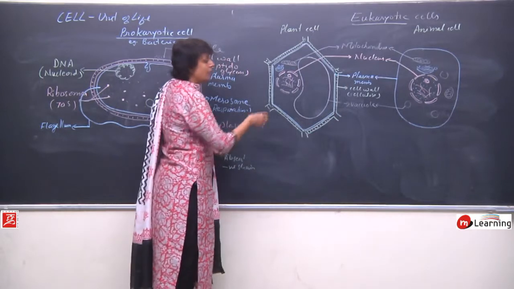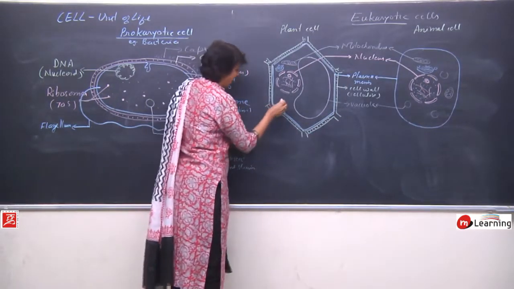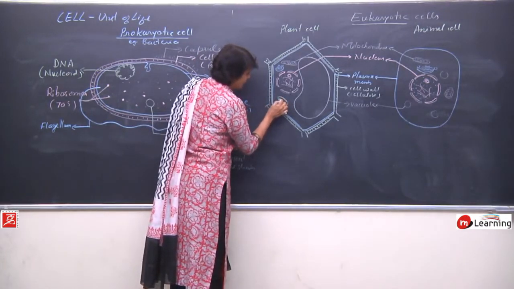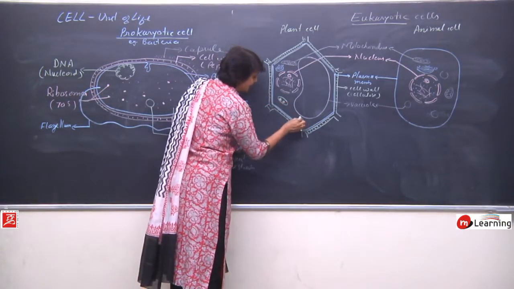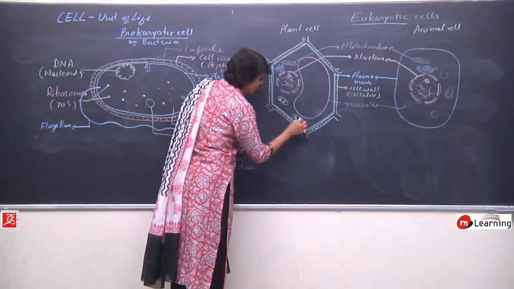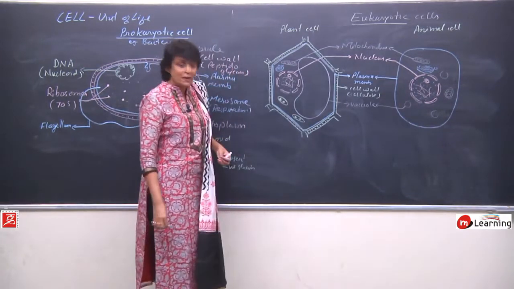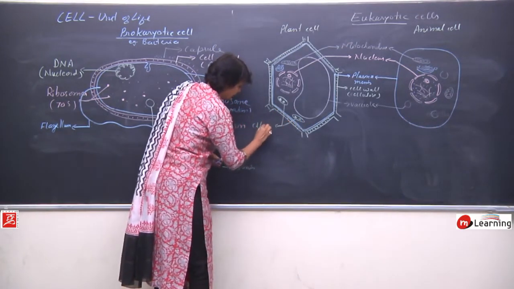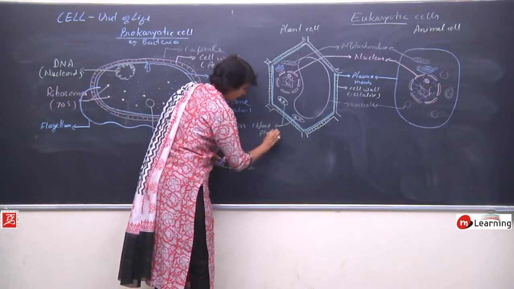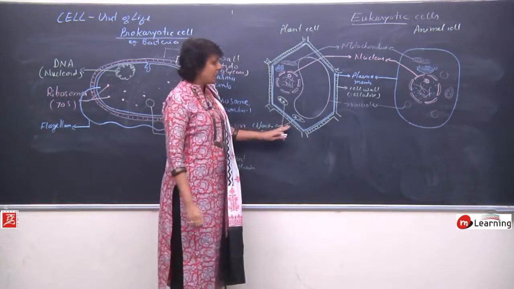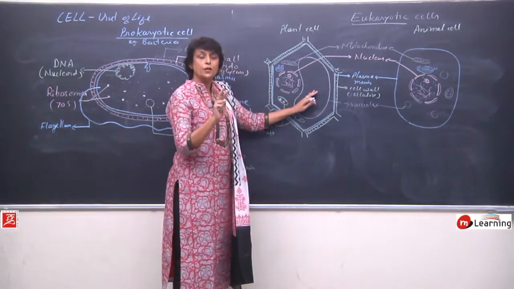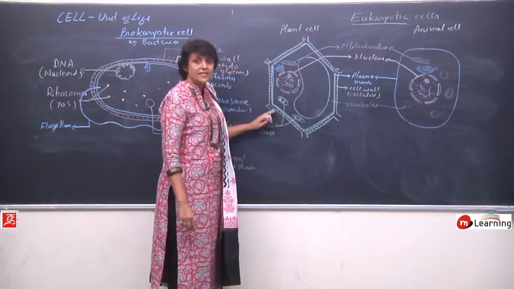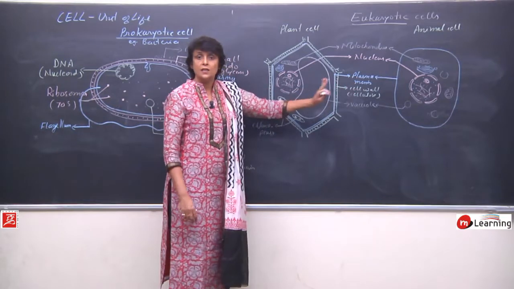Another structure which we find only in plant cell is the plastid or chloroplast. Chloroplasts are the structures which have grana, stroma, and in those thylakoids of grana there is this green pigment called chlorophyll. So this is the chloroplast. Exclusively present in plant cell, these are not found in animal cells. So far there are two differences. Plant cells have cell wall, animal cells don't. Plant cells have plastids like chloroplast, animal cells don't.